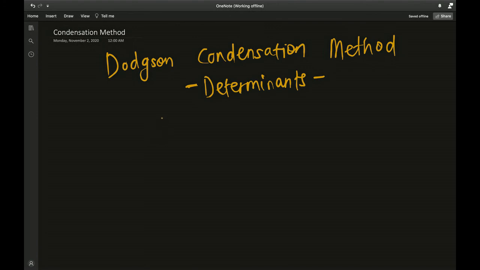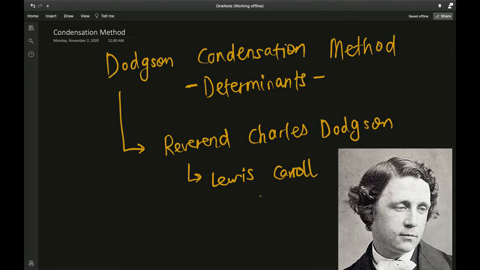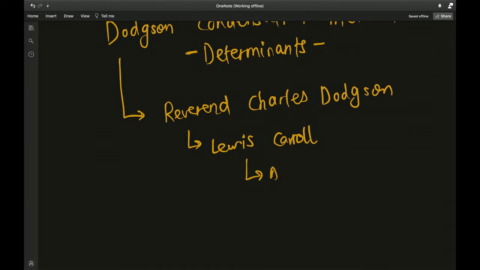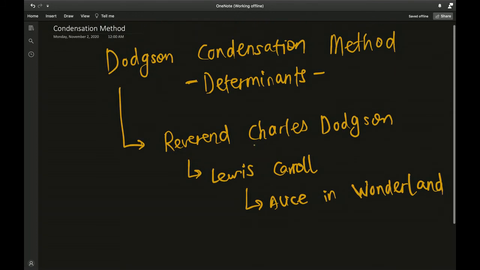But the most important thing is this method was given by Reverend Charles Dodgson, who used the pen name Lewis Carroll. That's right, that Lewis Carroll, the same guy who basically wrote Alice in Wonderland, which has many poems, and it's a well-known book. So I mean that guy, yeah. So this guy, he had many talents, it seems.